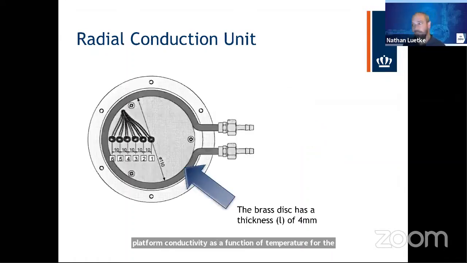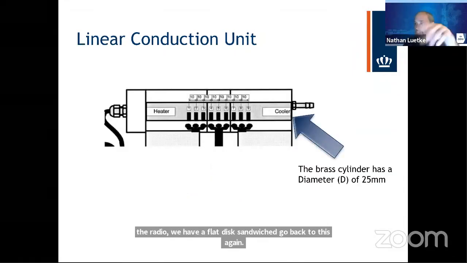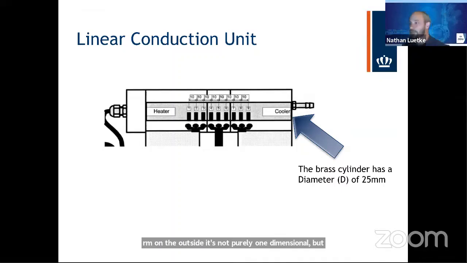For the radial unit, we have a flat disc sandwiched. Oh, back to this again. That white stuff all around it is insulation. Insulation is meant to try our best to make sure it's one-dimensional heat transfer. Yes, it's going to be warm on the outside. It's not purely one-dimensional, but it's mostly one-dimensional with enough insulation surrounding that brass cylinder.